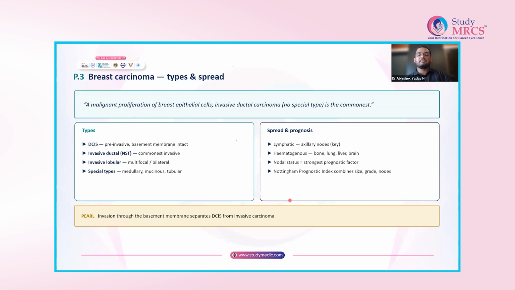There will be no breach of the basement membrane by the cancer cells. That's called the DCIS. Then we have something called invasive ductal carcinoma, no special type, which is the most common and invasive type of breast carcinoma.